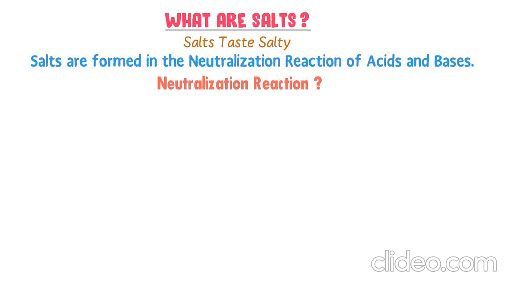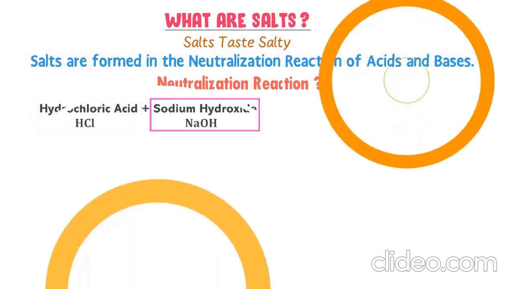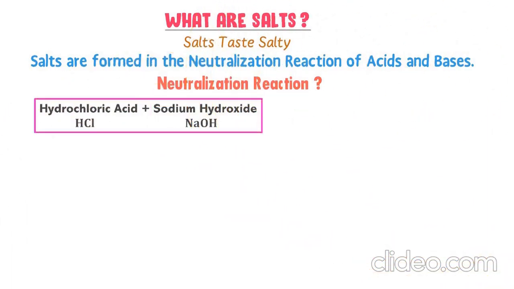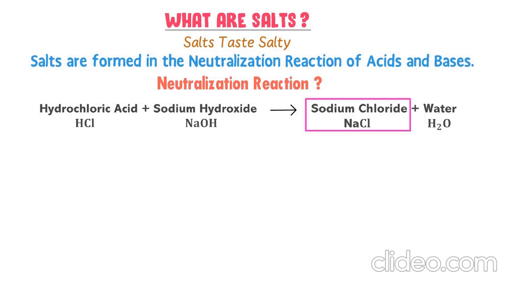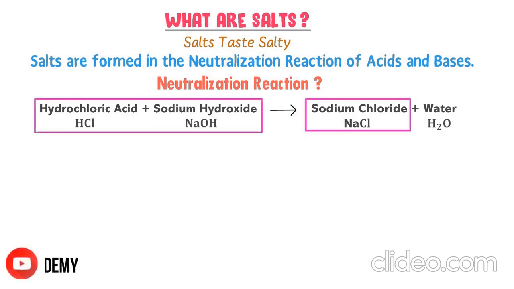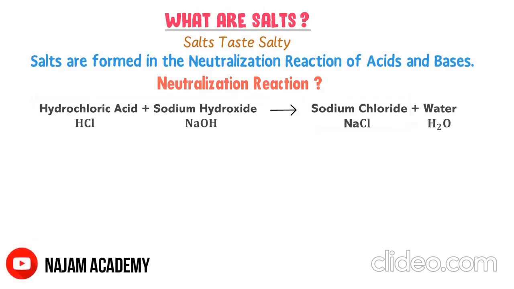Well, consider hydrochloric acid, HCl plus sodium hydroxide, NaOH. HCl is an acid and sodium hydroxide is a base. When this acid and base react with each other, they form sodium chloride and water. Sodium chloride is formed from the reaction of acid and base, and this reaction is called neutralization reaction because acid and bases neutralize each other.